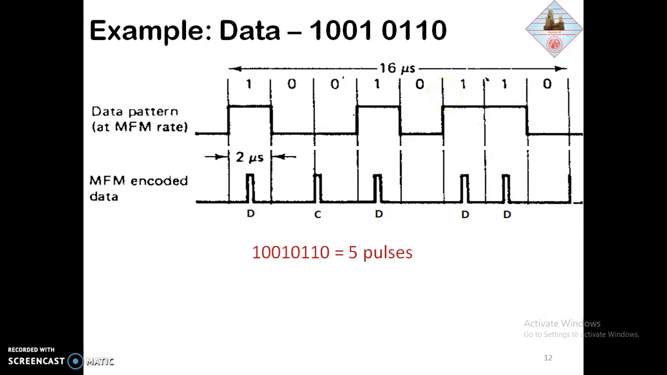So the total number of pulses required to encode this 8-bit data using MFM technique are 5 pulses. As you can clearly see the difference, the amount of pulses required in MFM technique is less than used in FM technique, less than half to be exact.